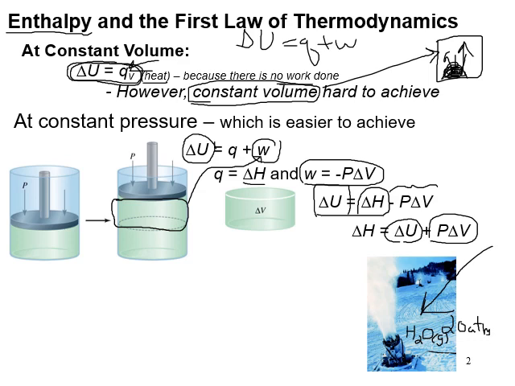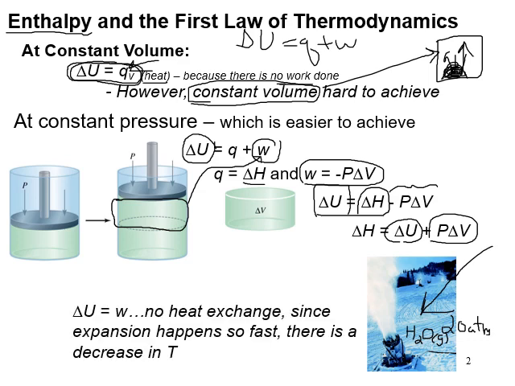And then when they open the jets, it just shoots out of there. When it shoots out of there, there really is no heat exchange because the expansion is happening so fast that there turns out to be a decrease in temperature, very much so. And when that happens, that gaseous water has a decrease in temperature and it turns into snow.